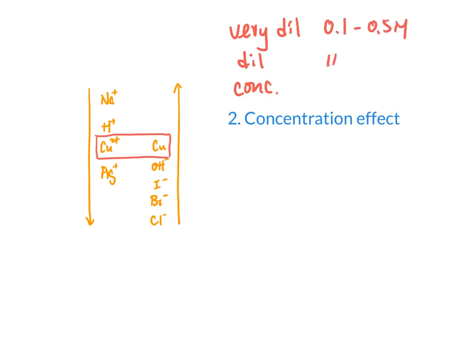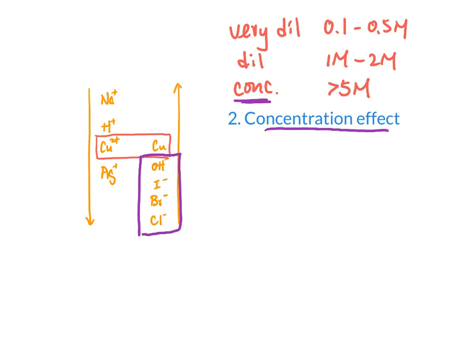Okay, 1 M, we talk about 1 to 2 M, while concentrated normally we're referring to solutions more than 5 M. Okay, so if we say that it is a concentrated solution, then concentration effect may happen. But do remember, concentration effect only happens for these four ions, not for this part, only for this part.